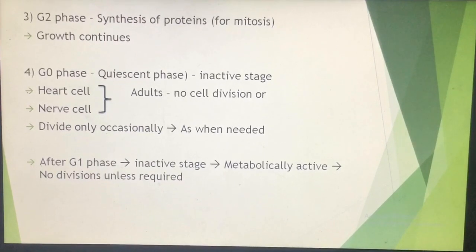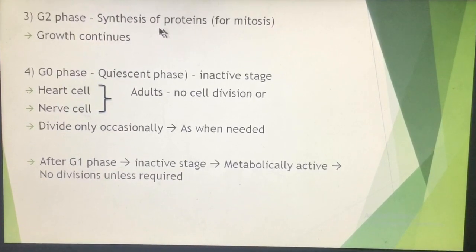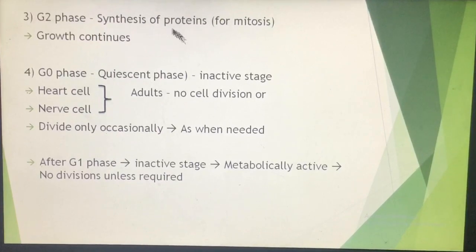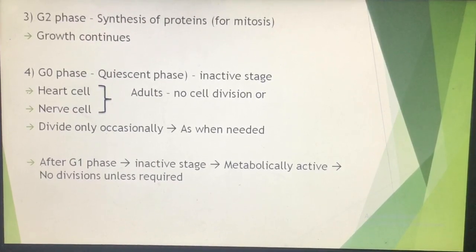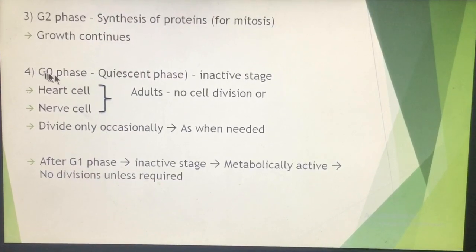So, during the mitotic phase, various proteins are required, and the proteins which are required during mitosis or during the M phase are synthesized during the G2 phase, and during the G2 phase, the growth of the cell continues. So, these are the various processes which take place during the G1 phase, S phase, and the G2 phase of the interphase. Now, there is another phase which is known as the G0 phase.